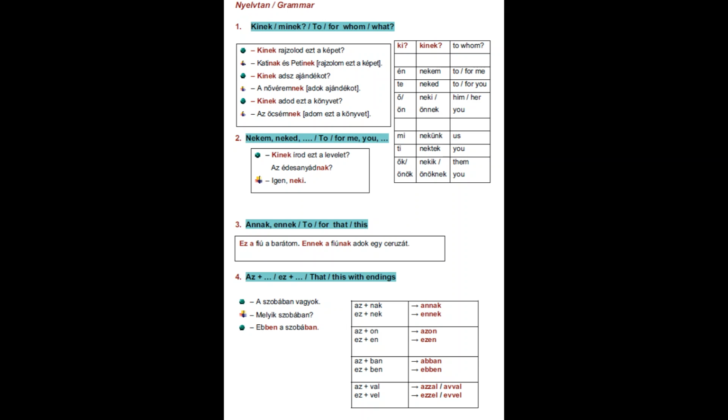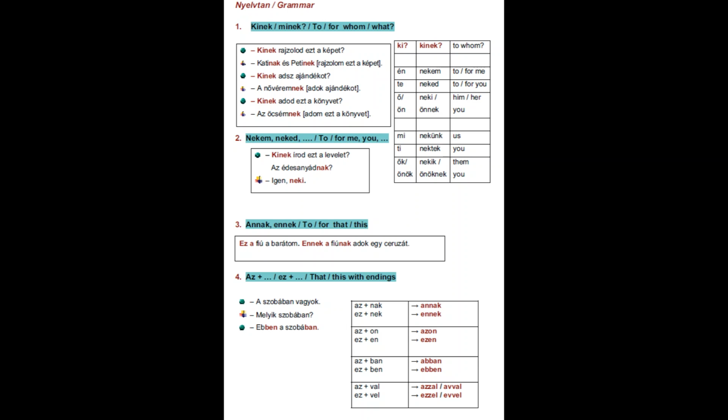Kinek, minek. To or for whom or what. So, kinek means... ki is, do you know? Do you remember what ki is? Ki is who. Who. And nek, we've discussed nek so much, and that's what this grammar is going to be about, the nek and the nak endings, right?